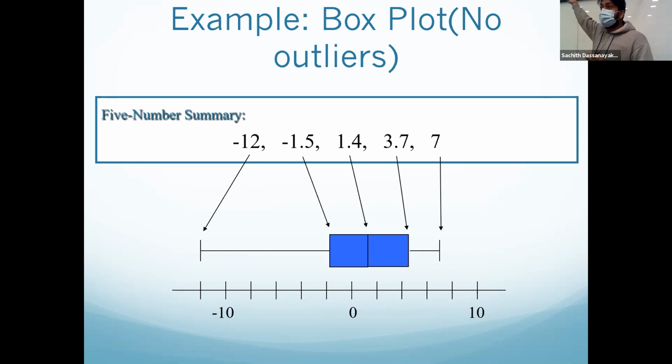Inside the box, there is a gap. So the middle line is in this one, this line. This can be shifted to the left or right according to those values. That can happen. Let me draw another example like this.